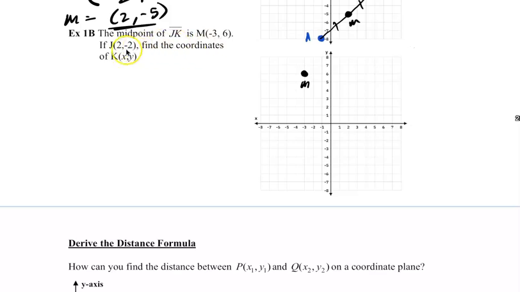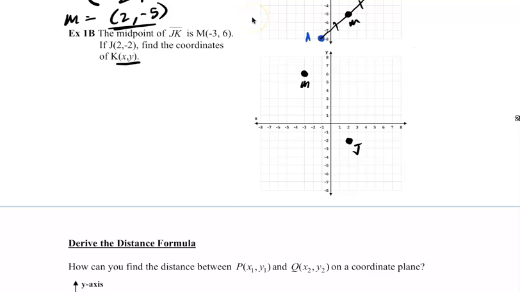And if J is (2, -2), they want to know where K is, right? So based on this, K is going to be off the board. It's going to be over here somewhere. This is the midpoint. It's not going to be in here. That'll be the midpoint of these two. That's not what I want. I'm saying K is the other edge of this line segment, so it's the same distance from here to over here. So it'll be around there.